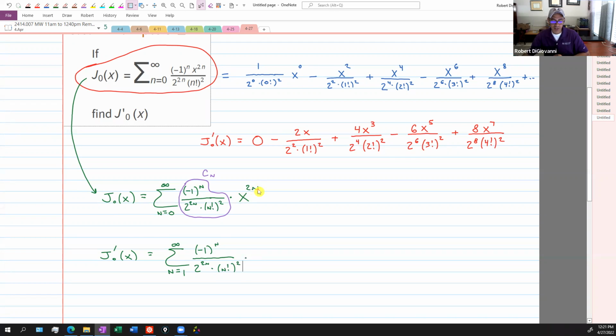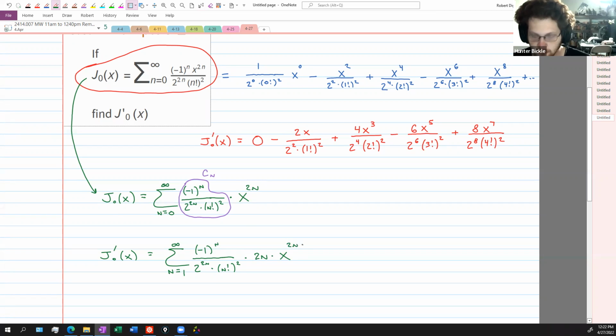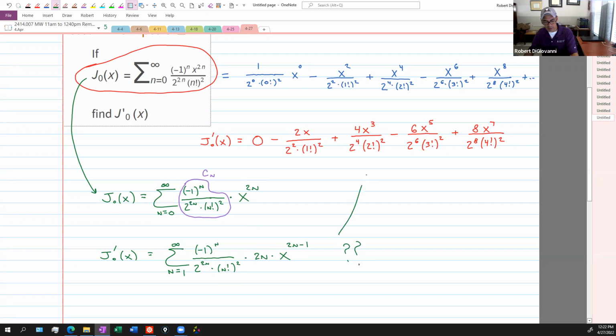And then on the x to the 2n, let's do that the way we would in Cal 1. Bring the 2n out front. X to the what power? 2n minus 1. Subtract 1 from the power. Does it work? Is that what this is?